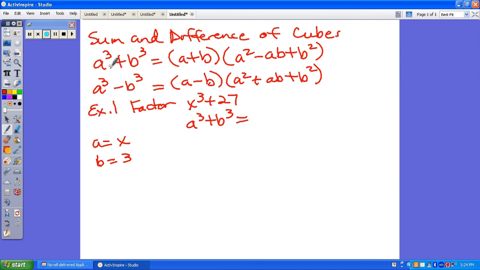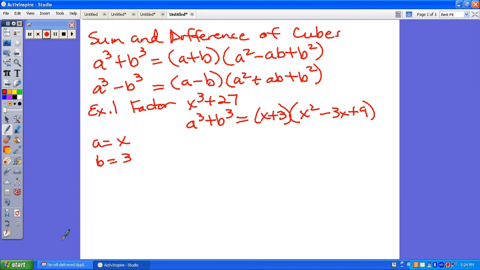So now all I'm going to do is substitute in, and I'm just going to follow the formula. So I'm looking at sum of cubes, and so I'm going to do a plus b. So that's x plus 3. And then the second parentheses, I'm going to square a, so that's x squared. And I'm going to put minus. Now multiply a times b, so that's 3x, because that's normally how we write it. And then I'm going to square b, which is plus 9. This is now factored. It's done. That's all there is to it. Identify a and b, and then just follow the formula.